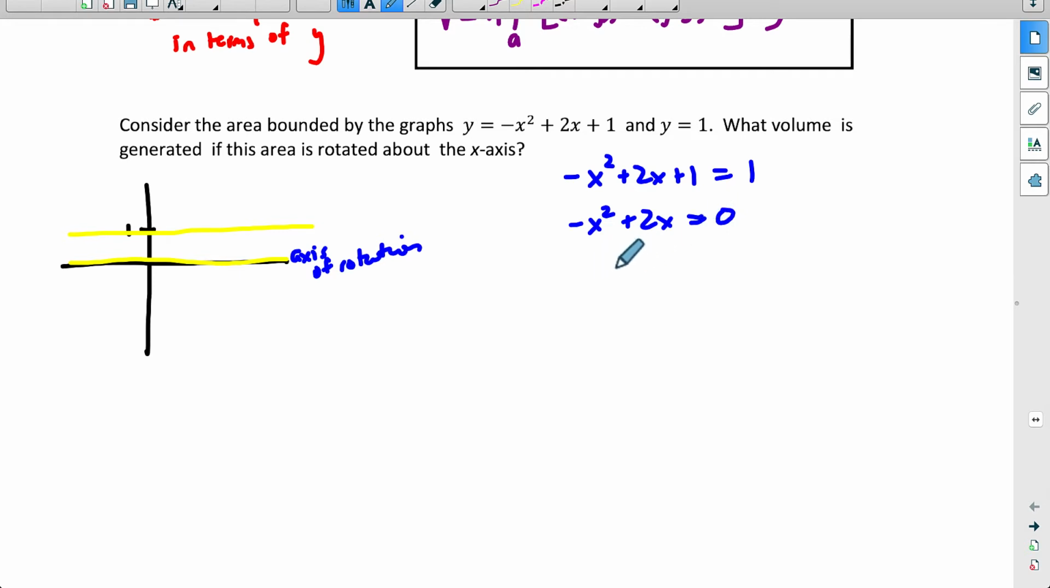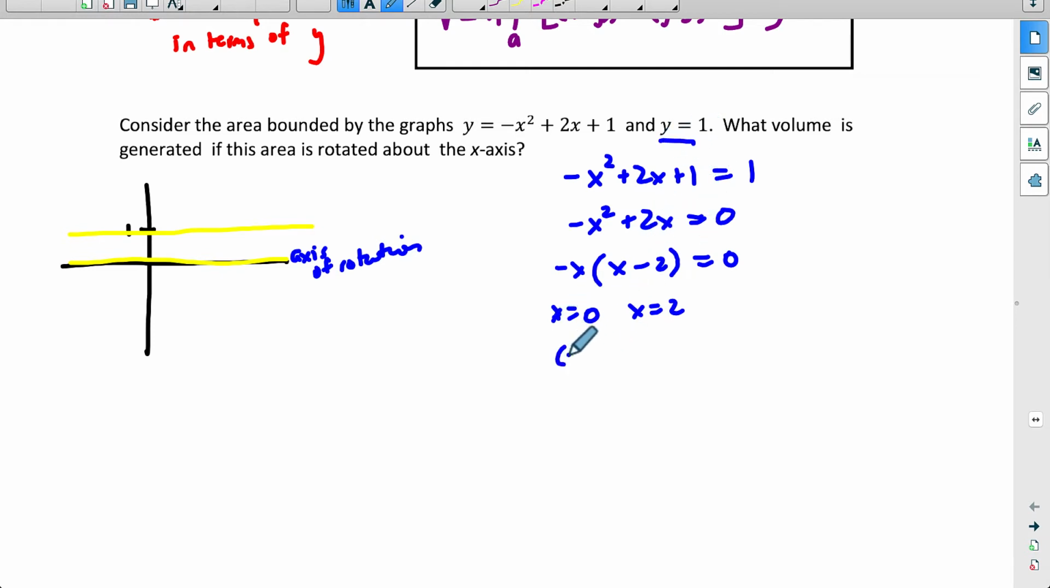I could take out a negative x, or a positive x, but I'll take out negative x. Negative x times what equals negative x squared? X. Negative x times what equals positive 2x? Negative 2 equals 0. So x is either equal to 2, or x is equal to 0. And remember, this is when y is equal to 1.